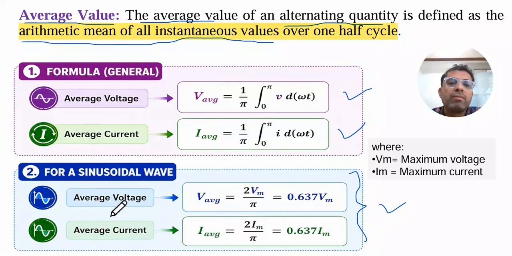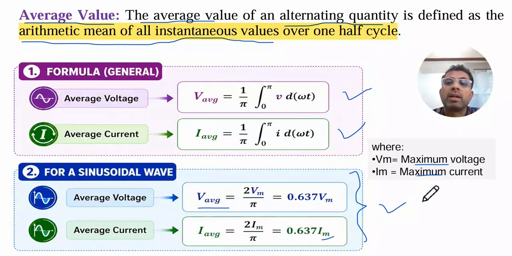For a sinusoidal wave, what is the average value? Average voltage is 2 Vm by pi. Very important. 2 Vm by pi, which equals 0.637 Vm. Vm is what? The maximum voltage. And what about the average current? 2 Im by pi, that is 0.637 Im, and Im is what?